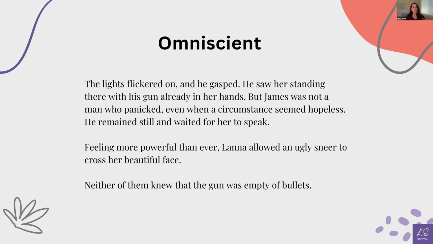So you're getting both of their thoughts, kind of, but from the narrator's perspective. And the narrator is kind of putting judgments on them. So we know that the narrator thinks that James is a man who does not panic. And the narrator thinks that Lana is beautiful. And then we hear things that neither Lana nor James would know. And that's okay because this is omniscient.